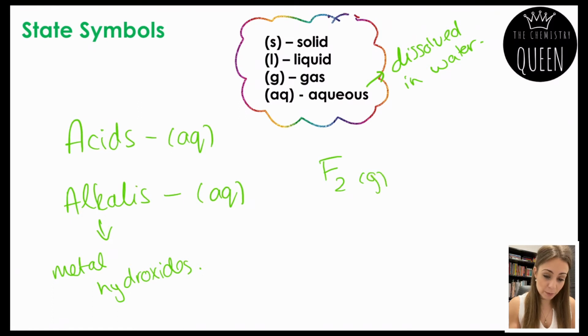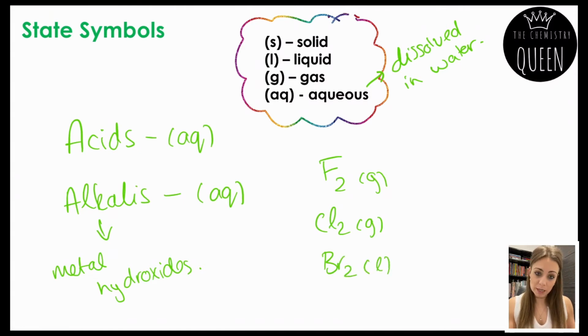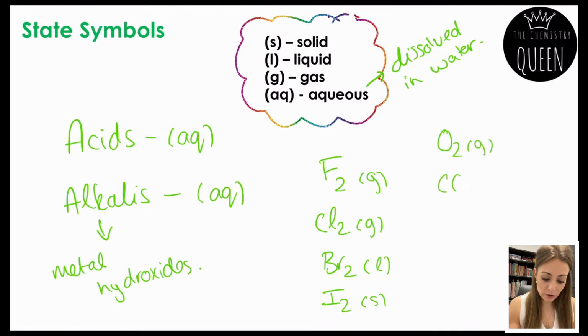So fluorine at room temperature is a gas, chlorine at room temperature is a gas, bromine at room temperature is a liquid, remembering that the boiling point increases down the group, and iodine therefore is a solid at room temperature. And then you've got your other common gases such as oxygen, carbon dioxide, hydrogen, nitrogen, and so on.